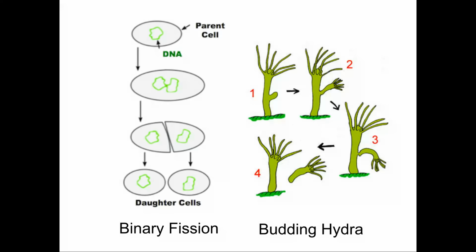Budding is a process done by an organism called Hydra, and it is just having this appendage come off, and that new appendage is just a separate organism now, and it is exactly the same as the original parent Hydra.